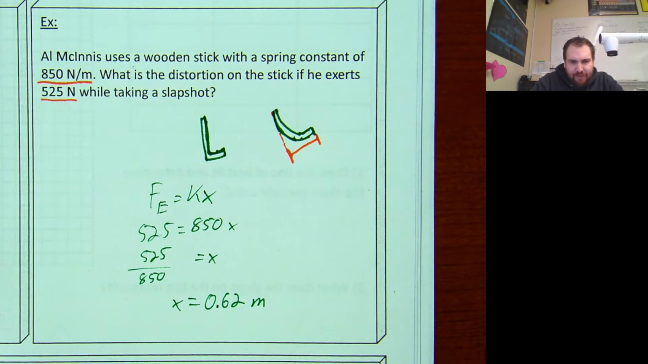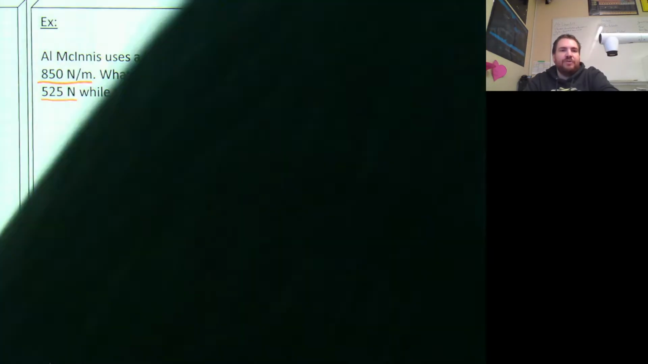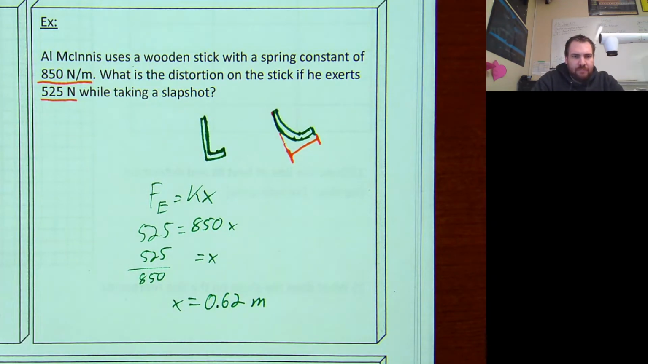So let's see if I can find a better one. Oh, that's big right there. This is a big, slow motion video. Sure, we can look at a slow motion slap shot. Why not? Let's go videos. We don't want images.